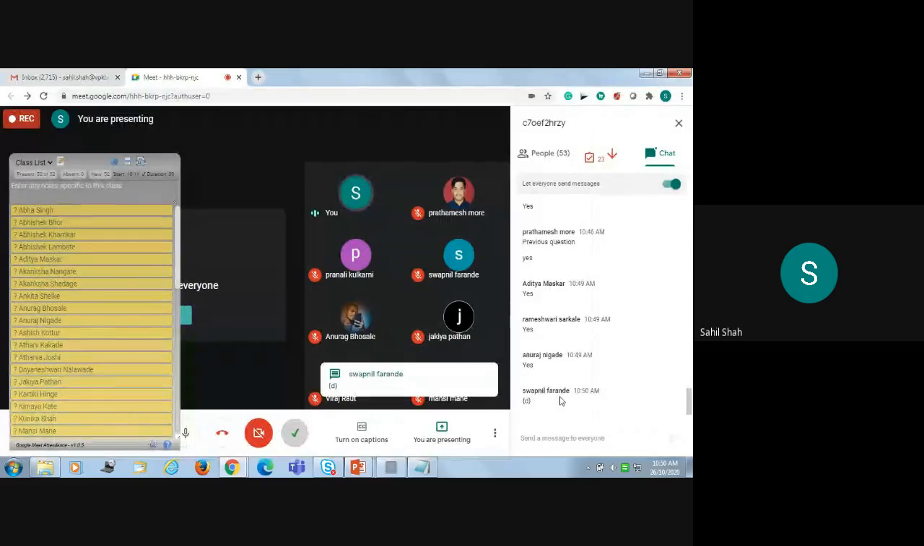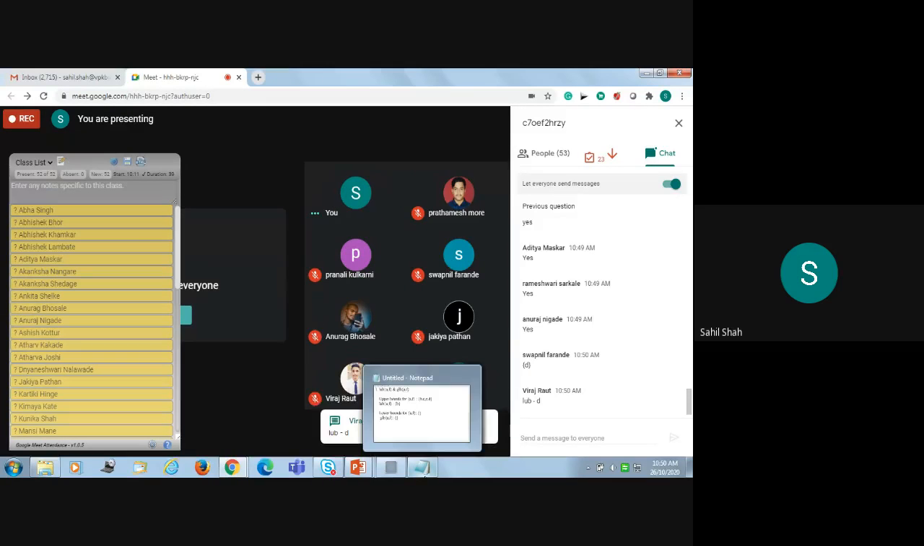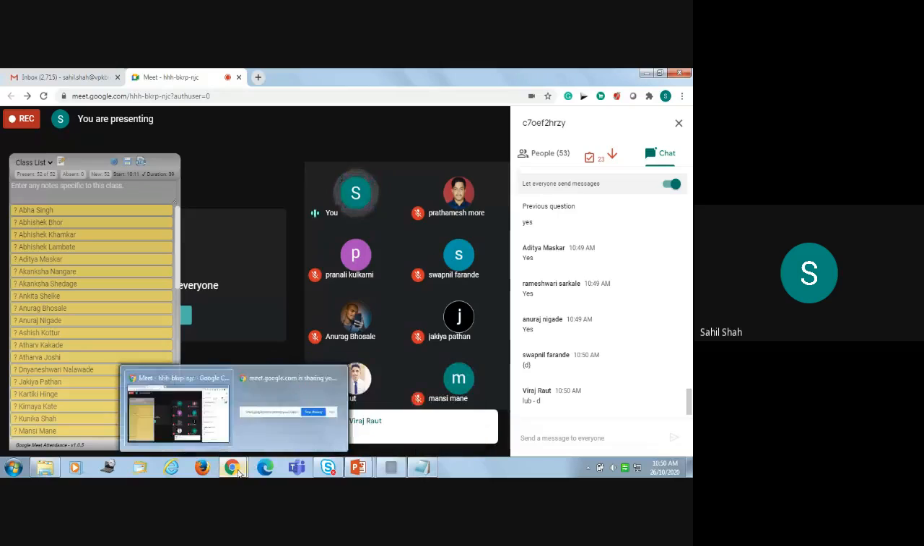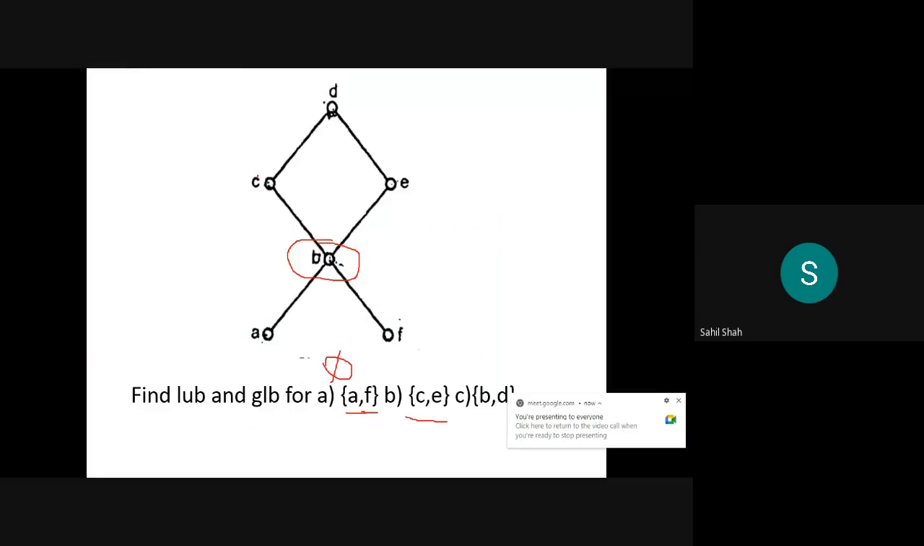C, E. D. What is this, Swapnil? Whether it is greatest lower bound or least upper bound? Least upper bound is D. Let me check C, E. There is only one upper bound, which is D, in the context of C and E, and that is also the least upper bound. Not greatest. And for pair C comma E, how many lower bounds exist? A, F, B. Out of that, which one is greatest? B. So this will be the GLB for pair C comma E. Is it clear?